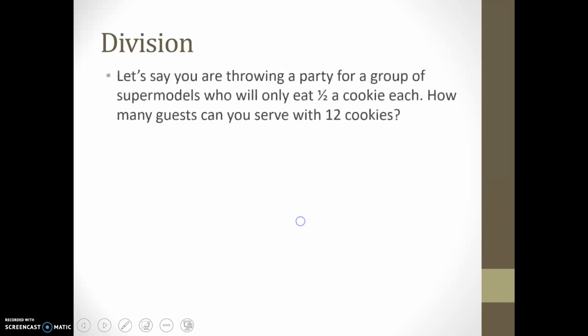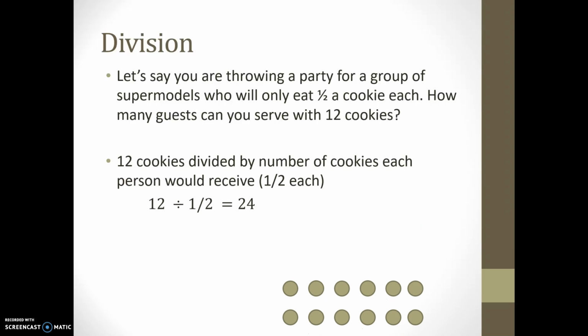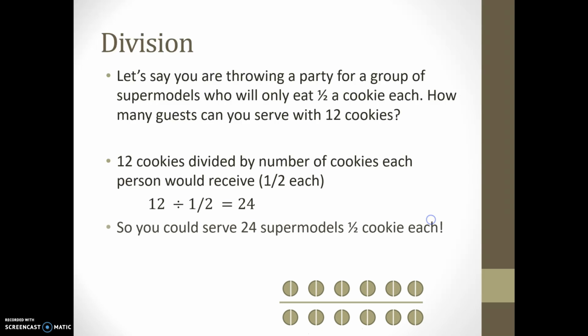Now let's pretend that we are throwing a party for supermodels who will only eat 1/2 of a cookie. How many guests can we serve with 12 cookies? Remember, each person is only now going to eat 1/2 of a cookie. So our problem is 12 cookies divided by the number each person will eat, 1/2. So 12 divided by 1/2. And look at that. We are going to be able to serve 24 people.